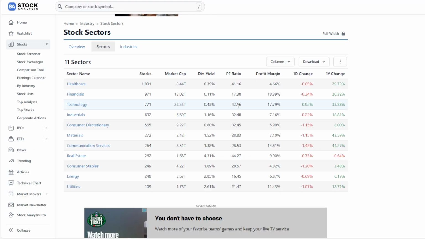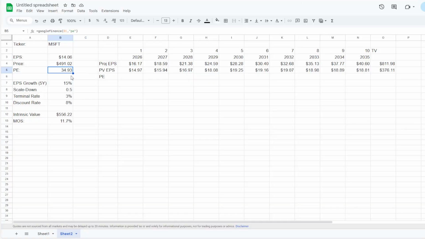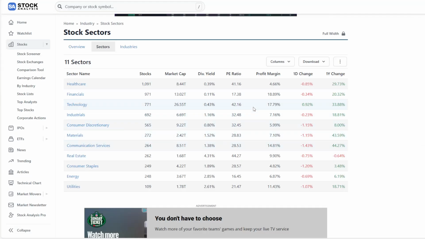Now, remember, the lower the better. So the technology sector right now is trading at 42. Microsoft is at 35. So when compared to its peers, Microsoft right off the bat seems like it's cheap. Okay, but the technology sector has seen a huge boom with AI and advanced computing and quantum computing and all this. And so people are willing to pay a higher premium, a higher PE ratio for those companies.